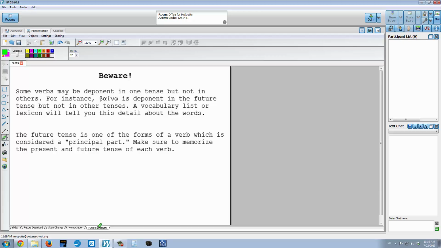The future tense also is one of the forms of a verb which is considered a principal part. Make sure you memorize the future and the present tense of each verb.